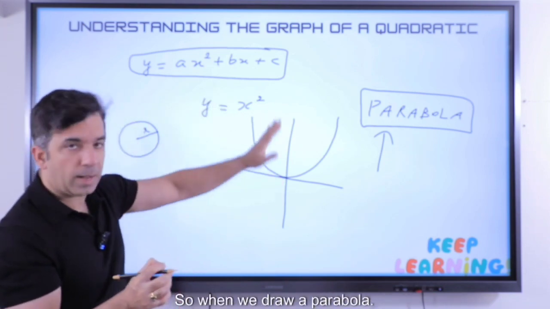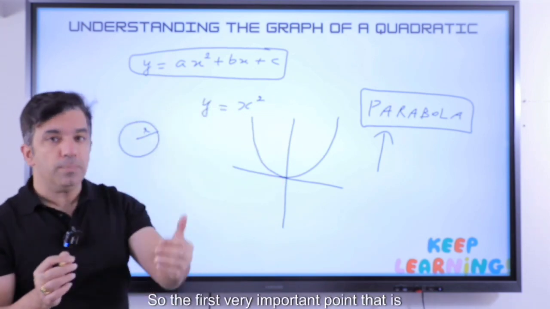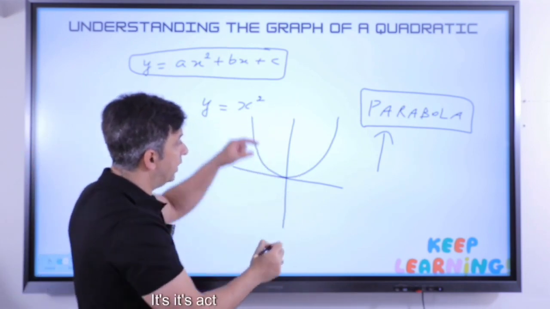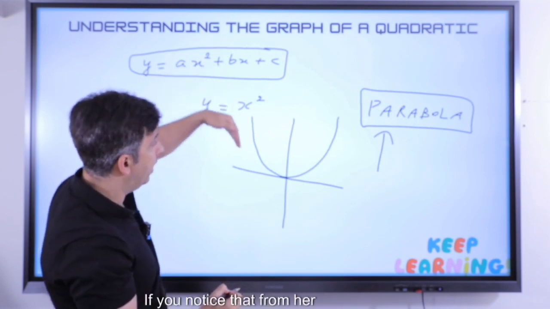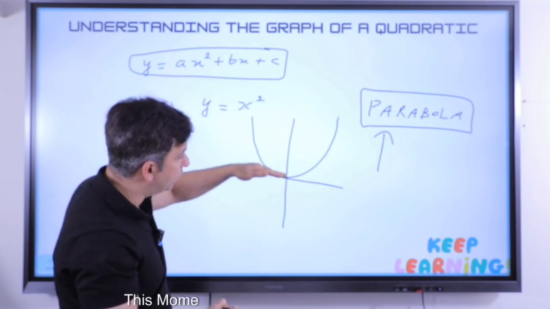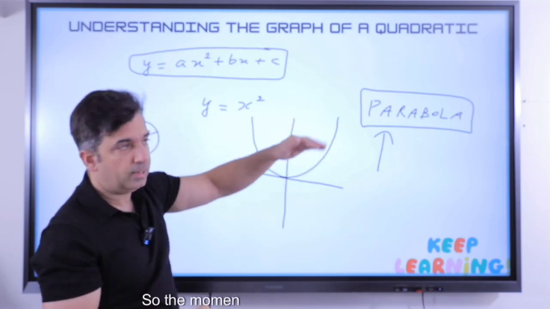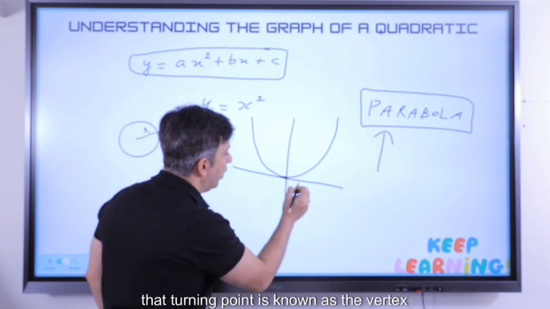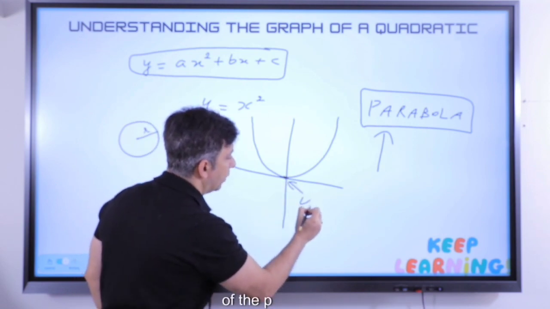So when we draw a parabola, the first very important point to be noticed is the point at which this parabola is bending. It's actually changing its direction. From here till here, this parabola was going down, and from this moment onwards, it is rising. So the moment the parabola bends, that turning point is known as the vertex of the parabola.